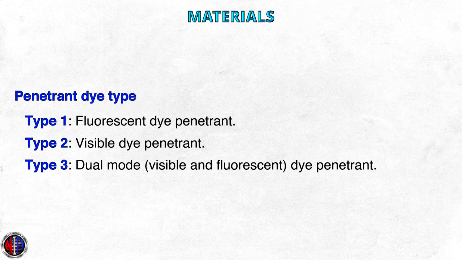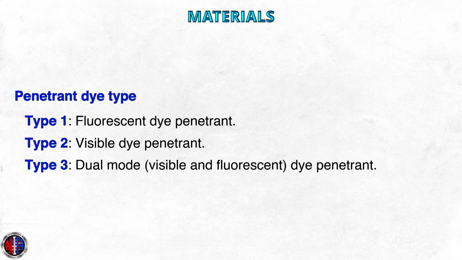Type 2. Visible dye penetrant. Visible dye liquid penetrant contains a dye that is visible under normal or white light. Red dye is most common, although some blue dye is also used. Visible dyes are classified as lower sensitivity than fluorescent dyes at detecting small, tight discontinuities.